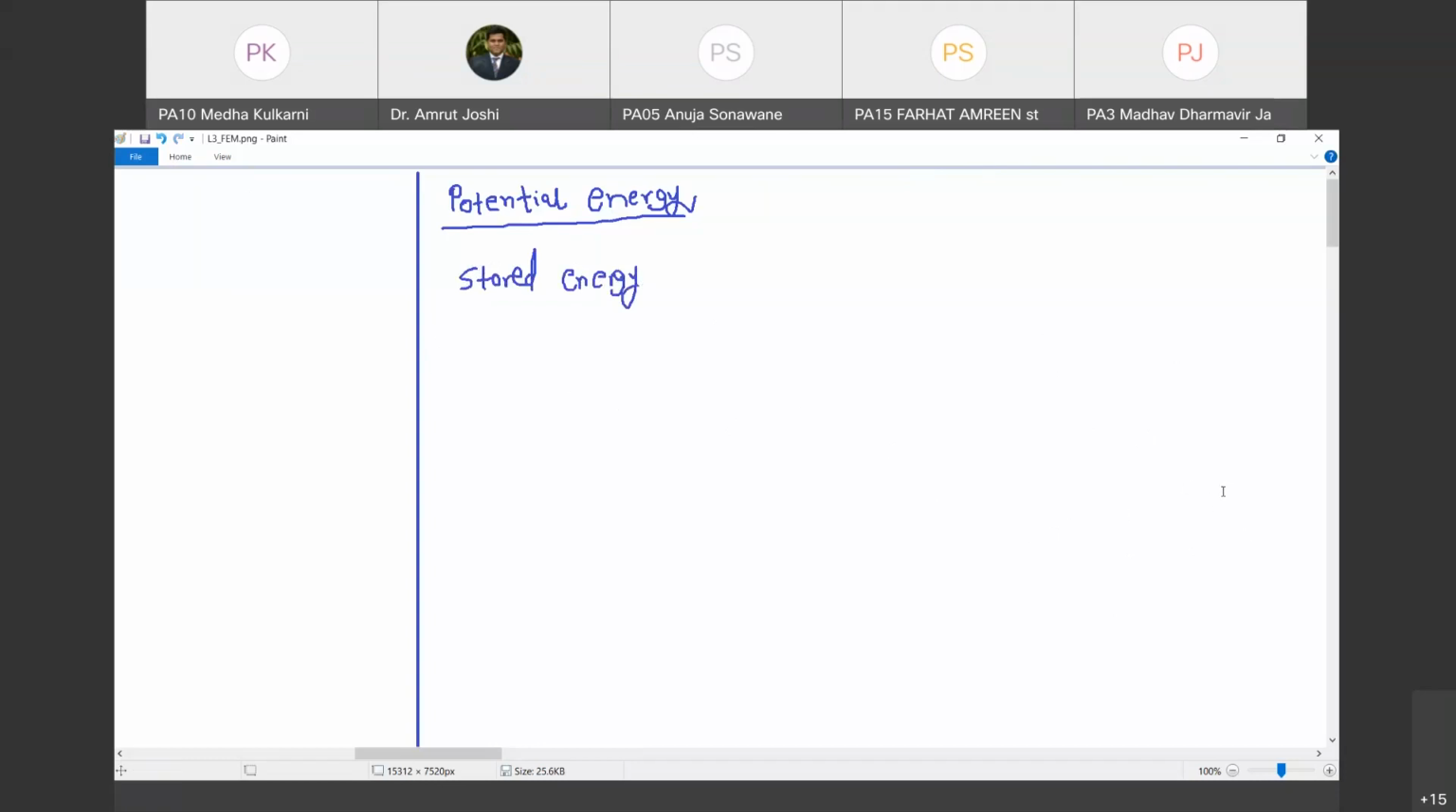Anyone else? Please type your response in the chat box. Everyone has to answer now. What is your understanding of potential energy? If no one answers in the chat box, I will assume that no one is there and I will just close the meeting. Internal energy stored due to external work done. This is what Swapnil says.